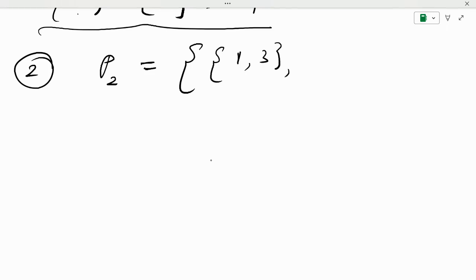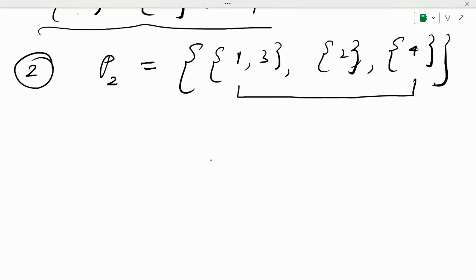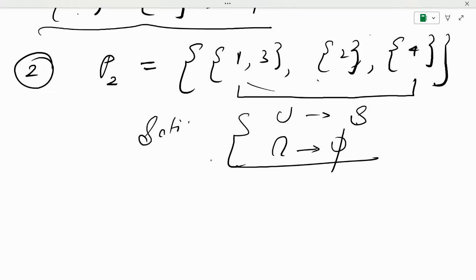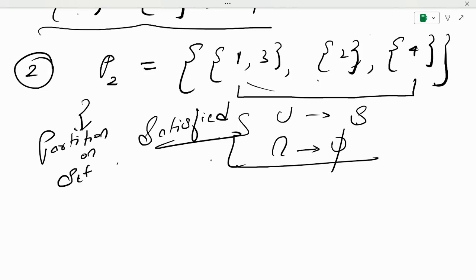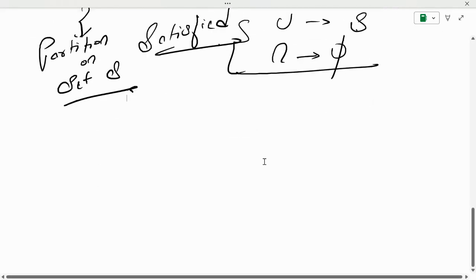Considering the same set as the base, we have another partition P2, and P2 consists of three subsets: {1, 3}, then {2} and {4}. Now this is also a partition. Why? Because if you take the union of all these subsets, you get S, and if you take the intersection of any two, you get phi. So these two conditions are satisfied, hence P2 is a partition on set S.